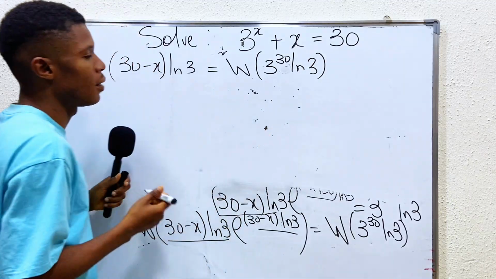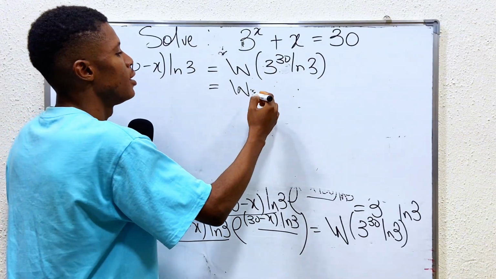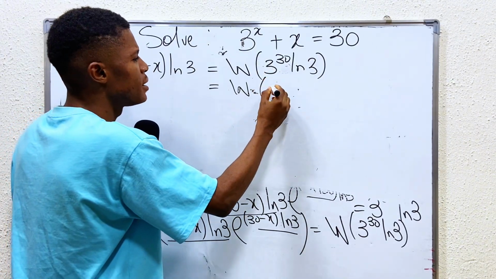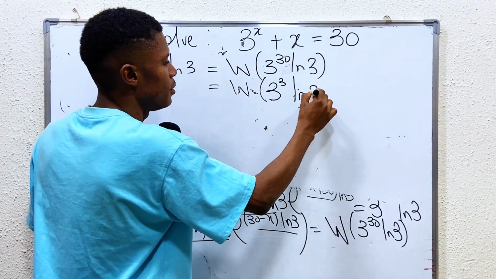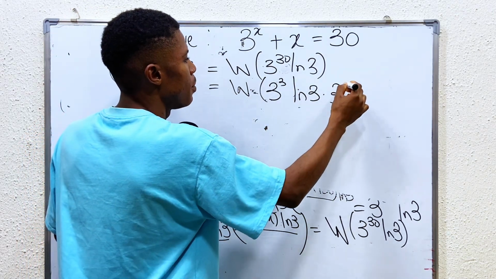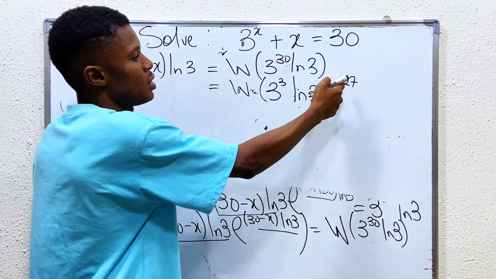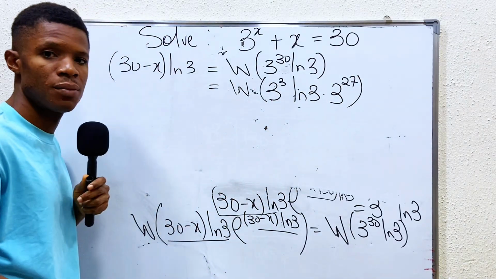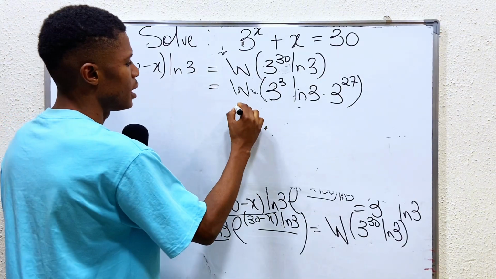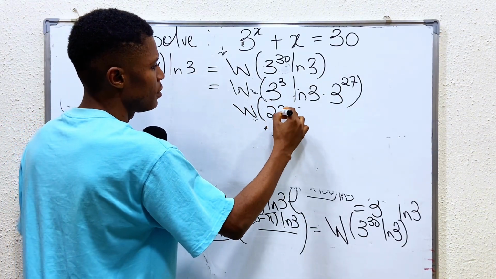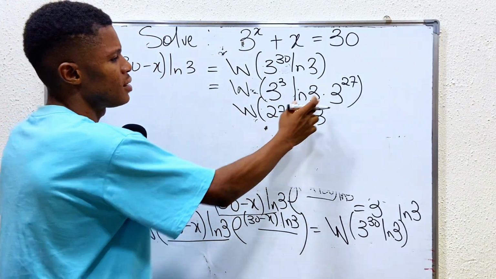For the W function, we are just dealing with the right hand side. Instead of writing 3 to the power of 30, I can write it as 3 to the power of 3, then times ln of 3, then times 3 to the power of 27. Remember, if you're multiplying with the same base, you just add the powers. So 3 power 3 is 27, right? So we can now have it as W of 27 ln of 3.